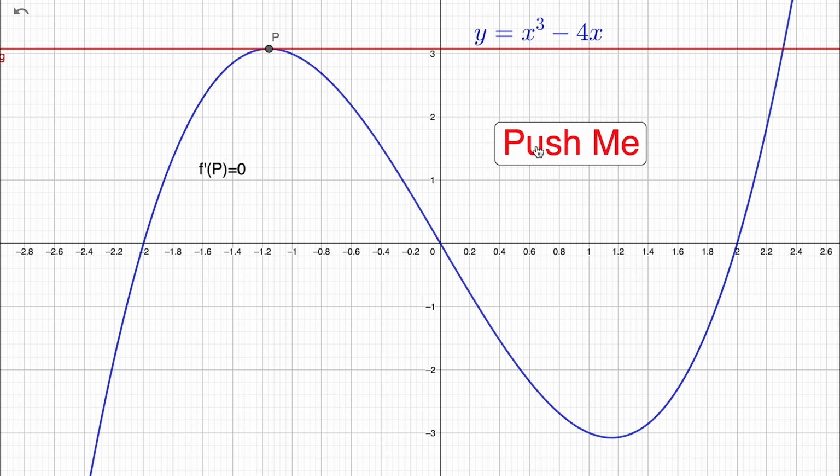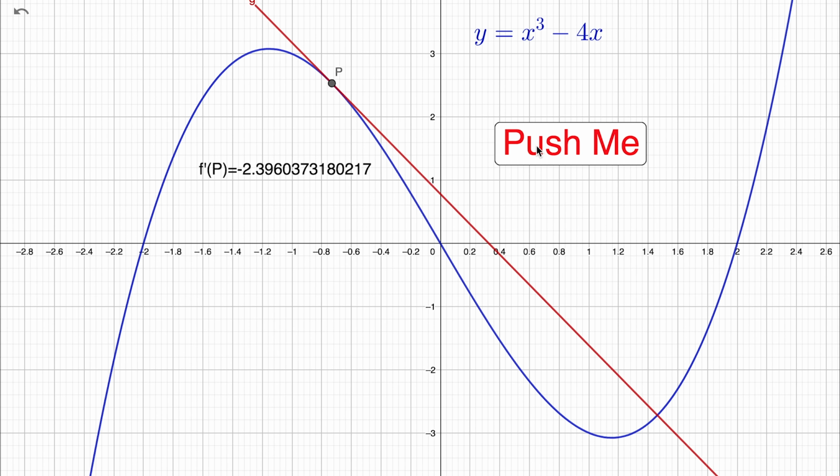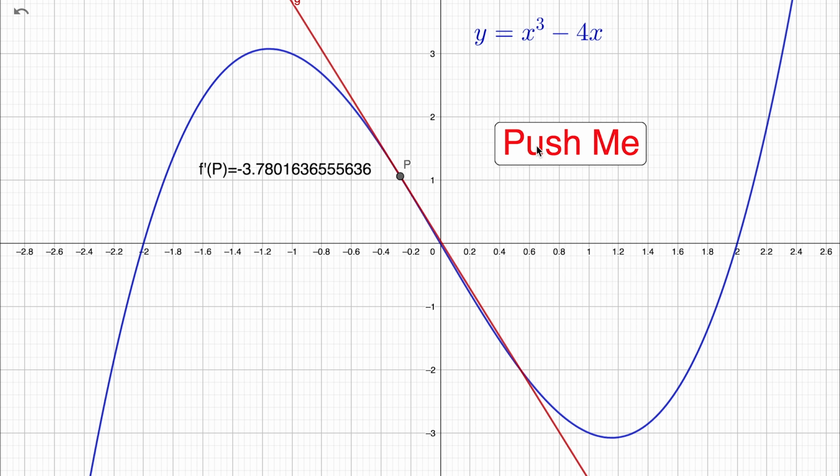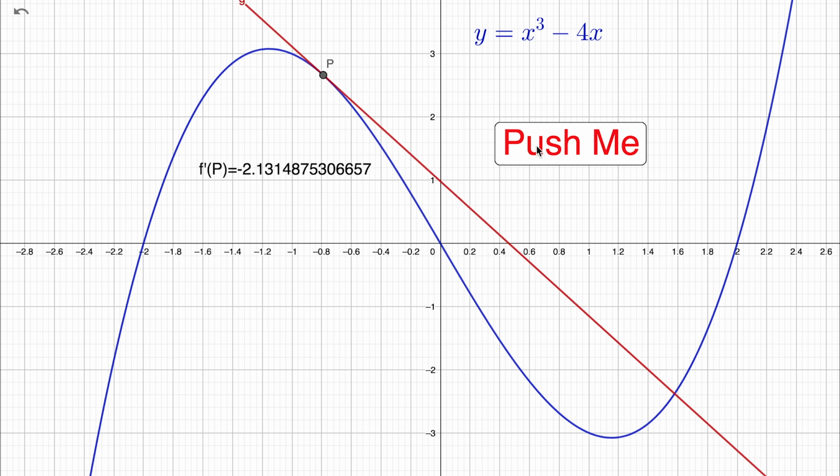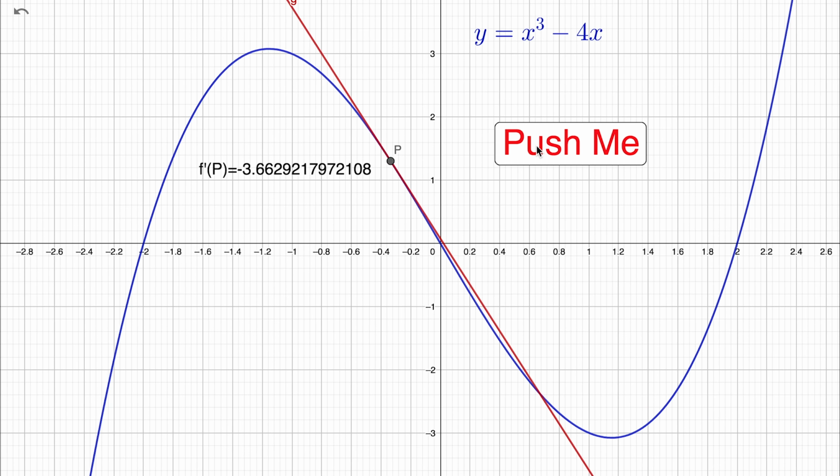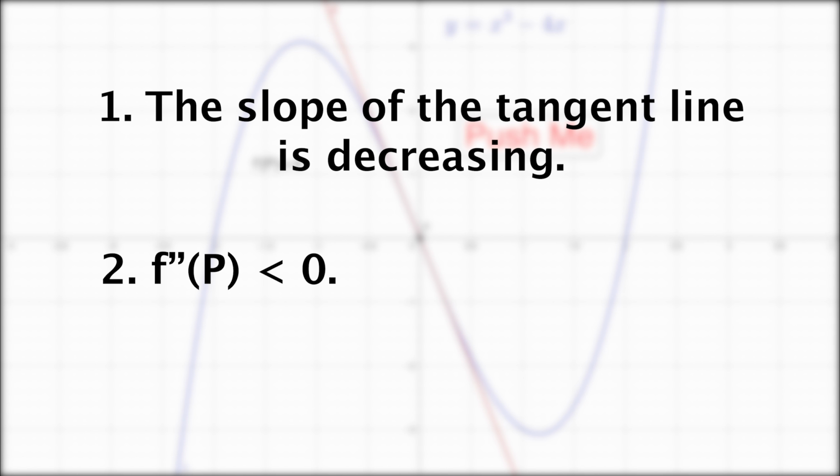Okay, here we go. Let's push the button. Okay, well, it got steeper, but in this case, it got steeper in the negative direction, so it is still decreasing. That means that f double prime is negative on this interval.